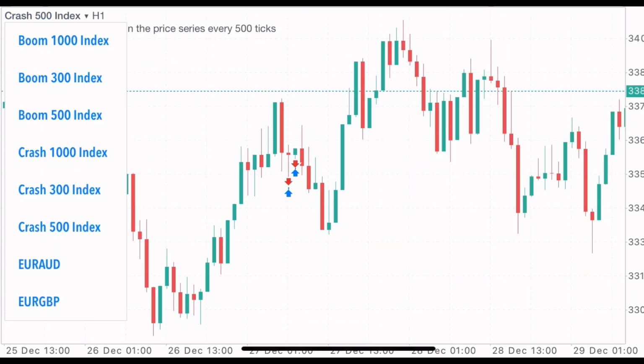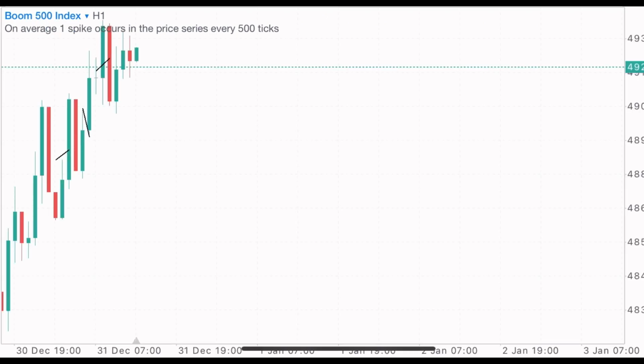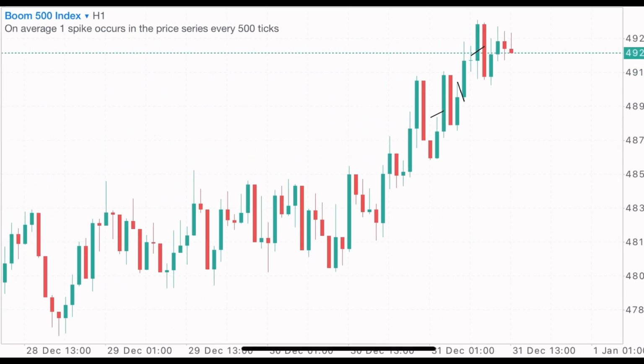So now we're going to the boom 500 index, right? Remember I said the strategy works for crash and boom indices. It even works on currency pairs and volatility 75 as well, right? So what I'm going to do is go to the boom 500 index. So now I'm on the boom 500 index and we are on the 1 hour time frame, right?